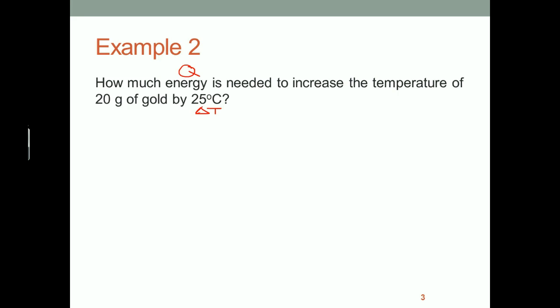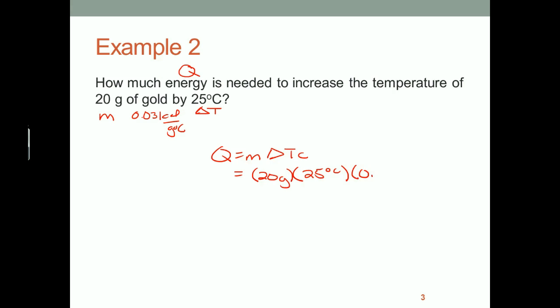Because it's gold, the specific heat of gold is 0.031 calories per gram degree Celsius, and this gives me my mass. So Q equals m delta T times C. Mass is 20 grams, delta T is 25 degrees Celsius, and the specific heat is 0.031 calorie per gram degree C. And when you multiply that all together, you get 15.5 calories.